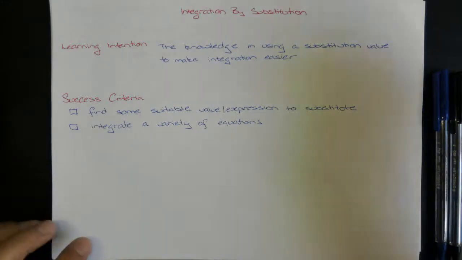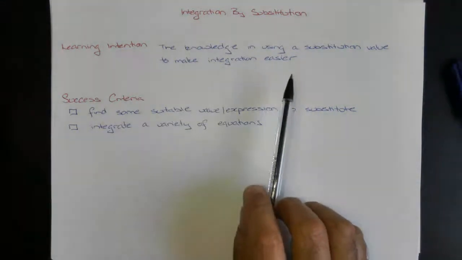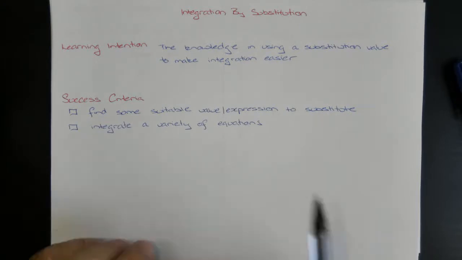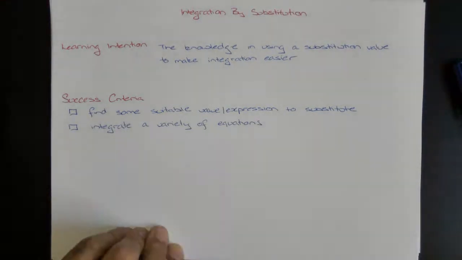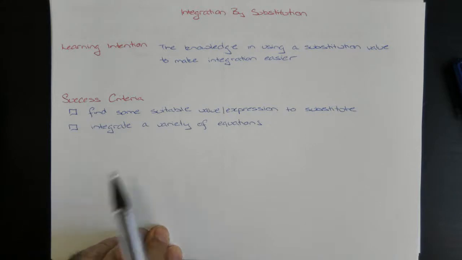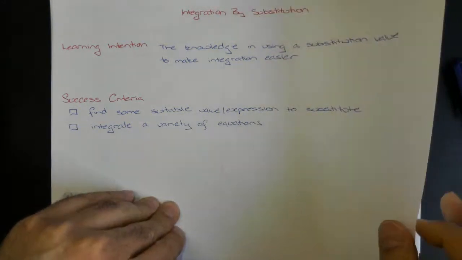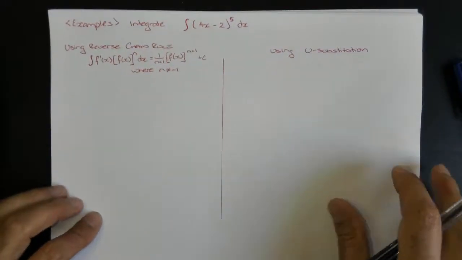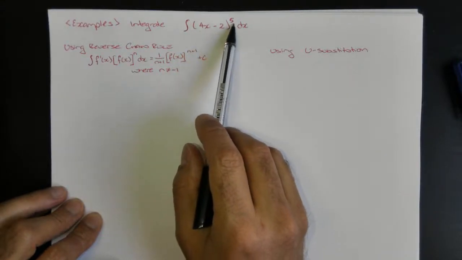Okay, so today we're looking at integration by substitution. Our learning intention is to gain the knowledge in using a substitution value or expression to make the integration easier. So we'll be successful if we can find some suitable value expressions to substitute and integrate a variety of equations. Now, sometimes they'll give you what to use to substitute, and sometimes you will need to just try to apply something. Okay. So here we want to integrate (4x minus 2) to the power of 5 dx.